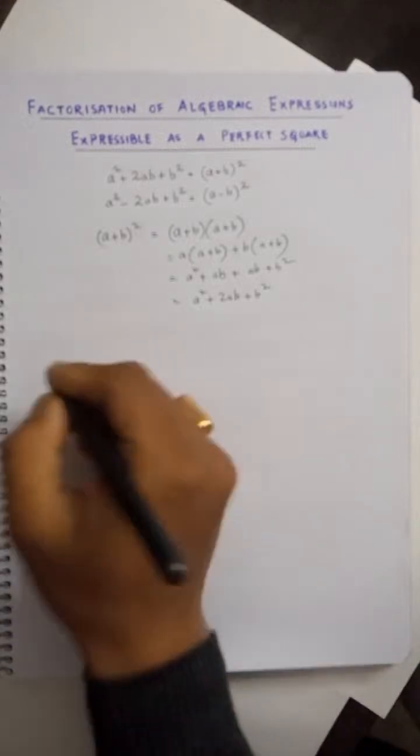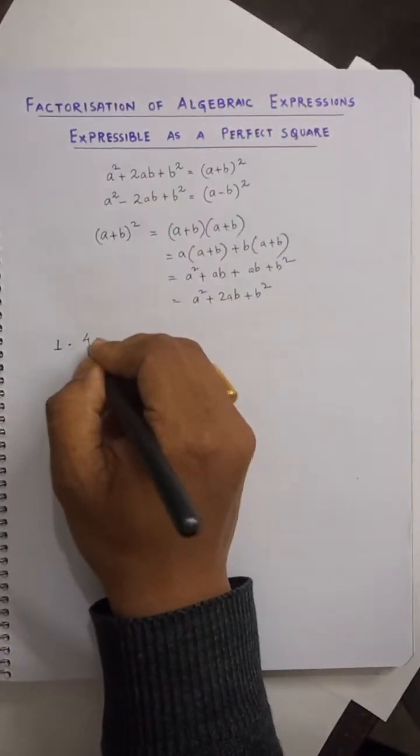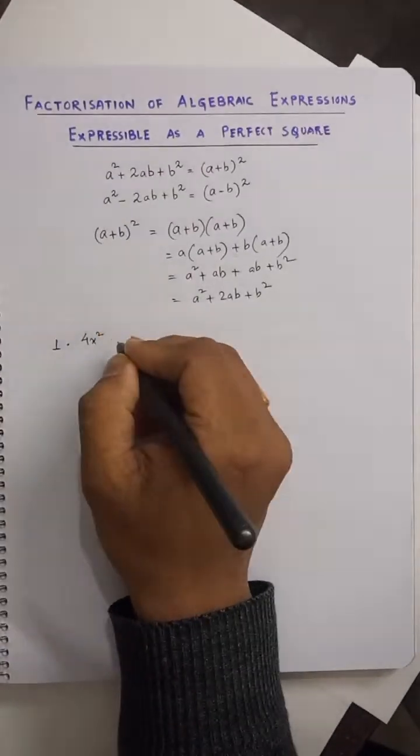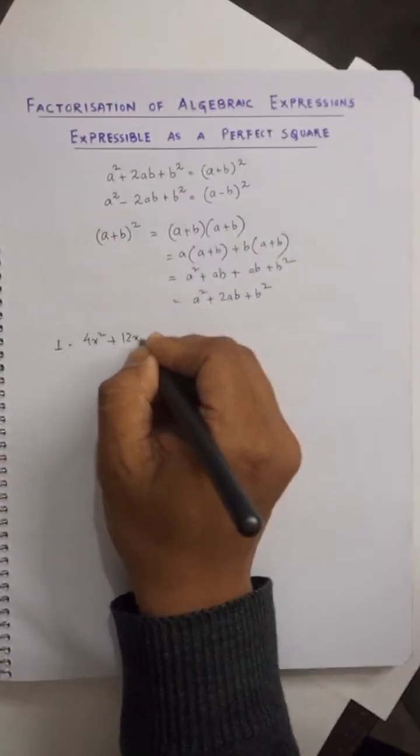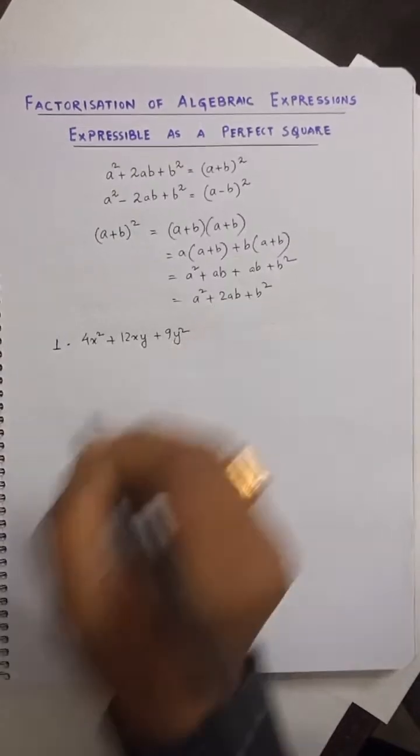I'm writing my first question: 4x square plus 12xy plus 9y square.